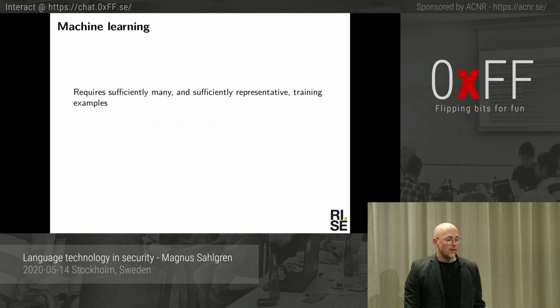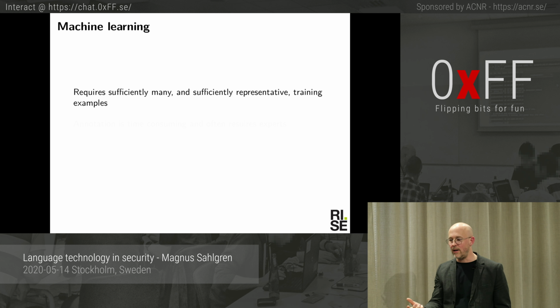But of course, the problem with machine learning, as we talked about in the beginning, is that we need to have training data. And not only do we need to have any training data, we need to have good training data. Sufficiently many, sufficiently good and representative examples. Otherwise, we're not going to be able to train a machine learning system. And that's such an important point. It can't be expressed clearly enough. You will not be able to produce a machine learning system if you have shitty data. It's as simple as that. You need good data.